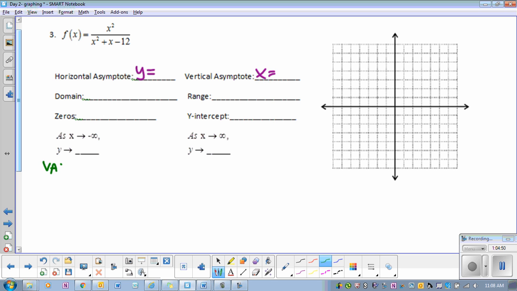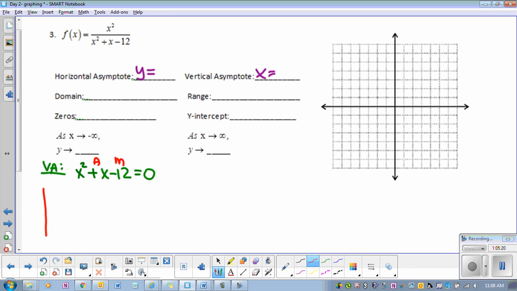Vertical asymptote, I'm going to do this down here. I need a little bit more room. X squared plus x minus 12, make that equal to 0. Guys, how do I solve a trinomial? You find the greatest common factor. Well, the greatest common factor here is 1. Which factoring method? AM.